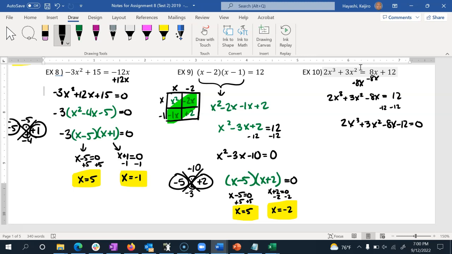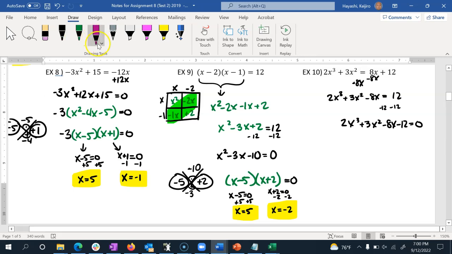Okay, and however many steps you take to do it, you should end up with 2x cubed plus 3x squared minus 8x minus 12 equals 0. Now there are 4 terms here, and there are no like terms to combine. So this is going to be factoring by grouping, which you saw on your test and all of you did pretty well on.